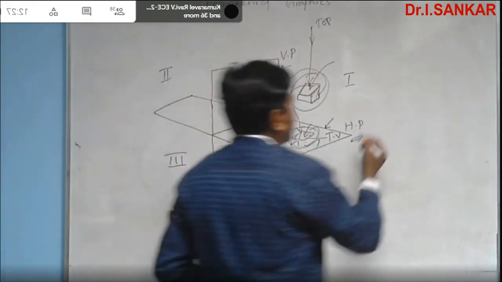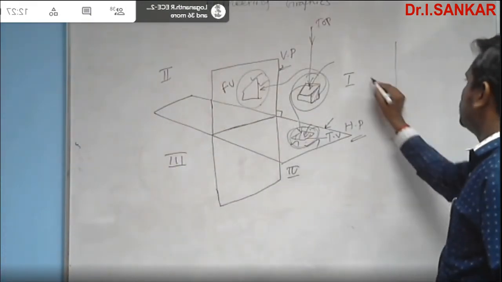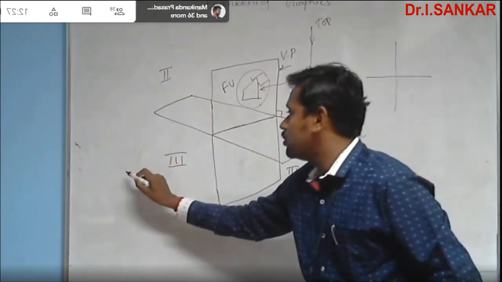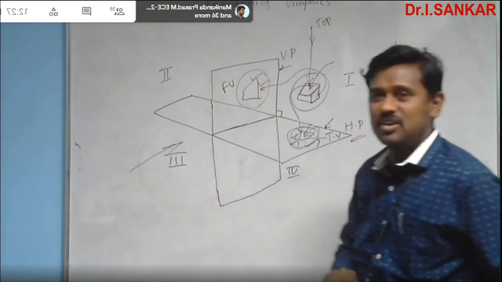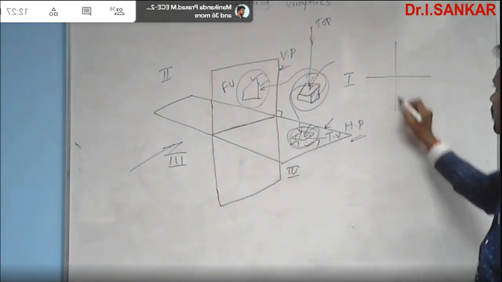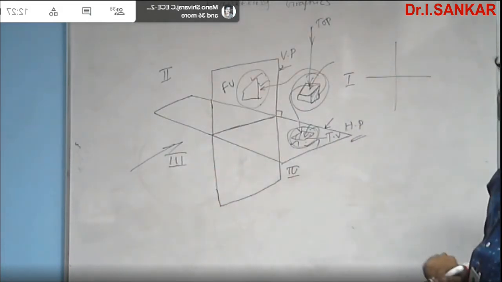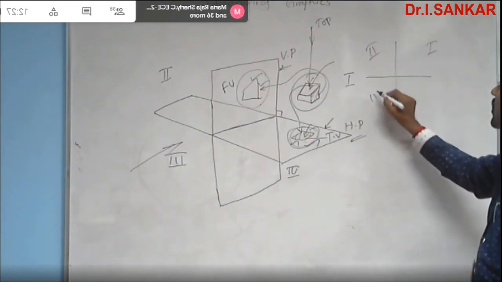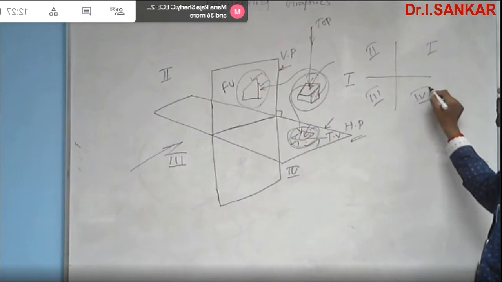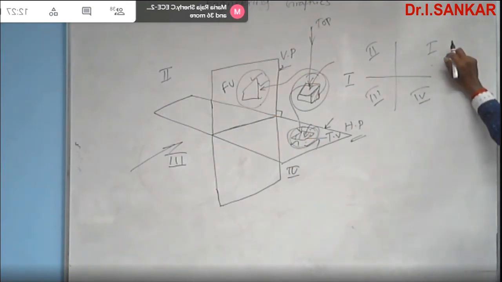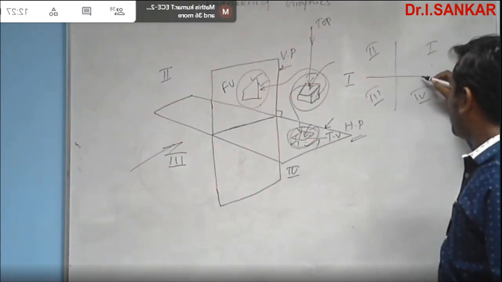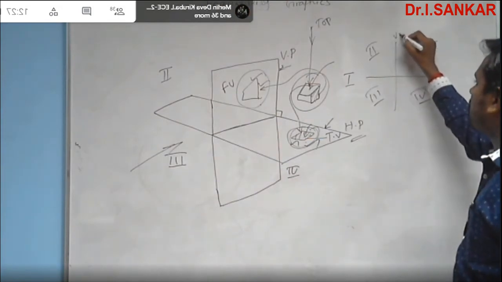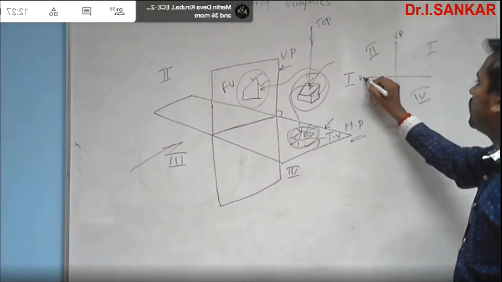If you view it in that way, this is the vertical plane and that is the horizontal plane. If you look at this environment in this direction, the vertical plane and horizontal plane just look like a line, and these are the first quadrant, second quadrant, third quadrant and fourth quadrant. The first quadrant is the space above HP and in front of VP. So this is your vertical plane and that is your horizontal plane.